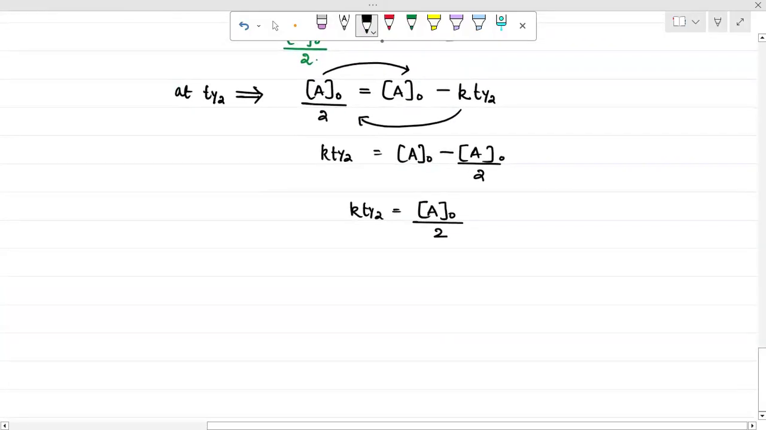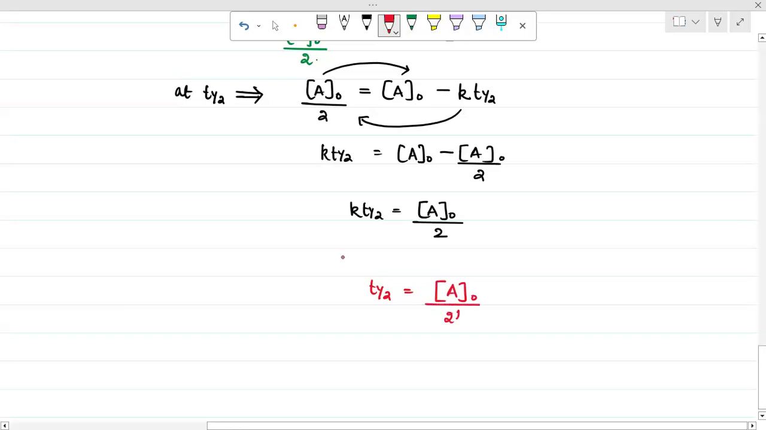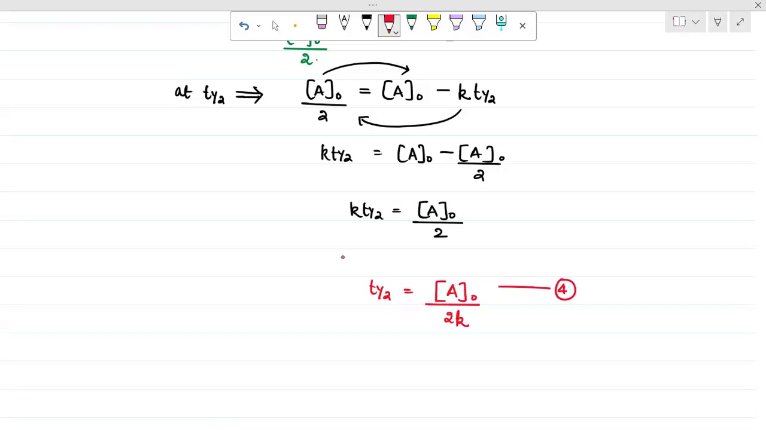Now if I rearrange, what I get is t half is equal to initial concentration of the reactant divided by 2 times the rate constant. Equation number 4, important. Half-life of a zero-order reaction is equal to initial concentration by 2 times the rate constant.